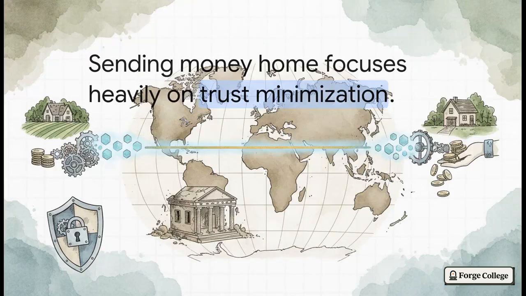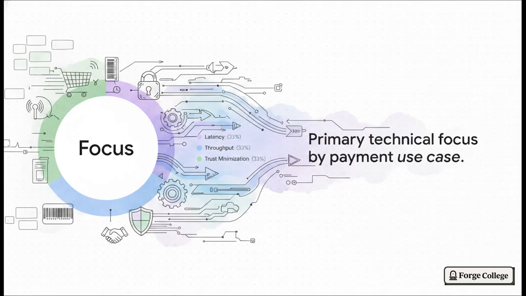Finally, cross-border remittances. Sending money home focuses heavily on trust minimization. A blockchain design cuts out the slow, costly correspondent banking middlemen in international transfers. However, we still have to convert fiat currency to tokens at the on and off ramps, and that introduces real operational friction that our engineers have to carefully design around. So to summarize our technical focus by use case, retail is all about latency, wholesale focuses on throughput, and remittances prioritize trust minimization. Each of these financial flows balances our core blockchain trade-offs differently, based entirely on their unique operational needs.